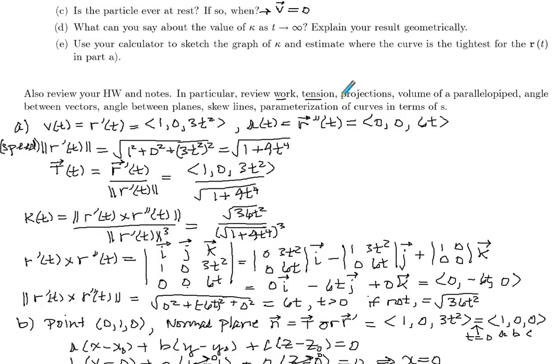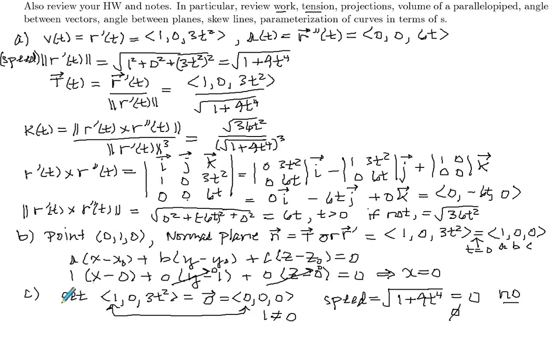Next up, what happens to kappa as t approaches infinity, and what does that mean geometrically? So part D, going back to our curvature, which is right here. We're looking at the limit as t goes to infinity of this expression: the square root of 36t squared over the square root of 1 plus 9t to the 4th, cubed.